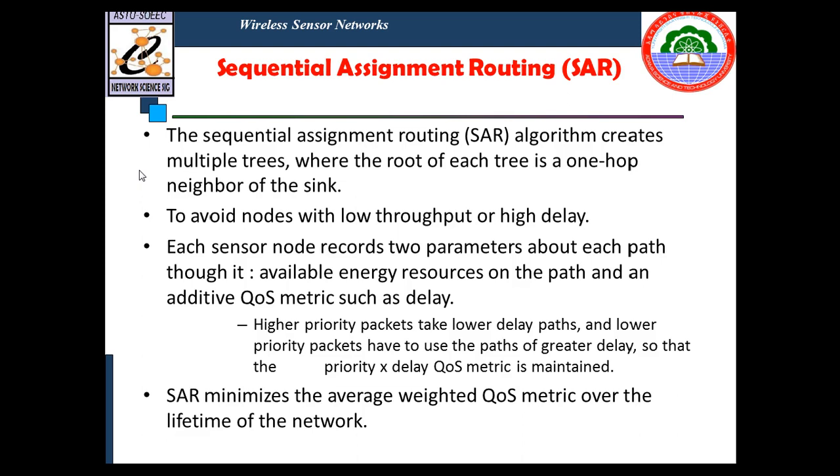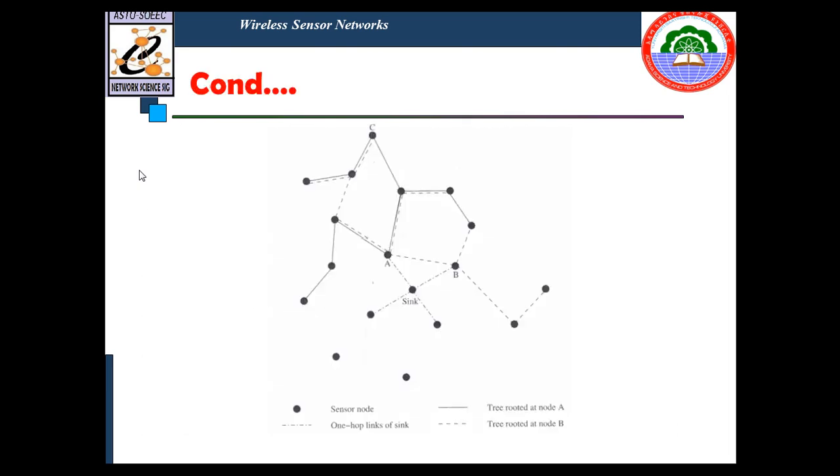For each sensor node, two metrics are associated with each path, that is delay and quality of service, or that is energy usage for routing in that path. So the energy is measured with respect to how many packets will transfer through that particular path. SAR calculates the weighted quality of service metric as the product of the additive quality of service metric and a weight coefficient associated with the priority level of the particular packet. The goal of sequential assignment routing is to minimize the average weighted quality of service metric for that particular network. So each sensor node will record two parameters about each path, that is available energy resources on the path and a quality of service metric such as delay. So this is an example for SAR.